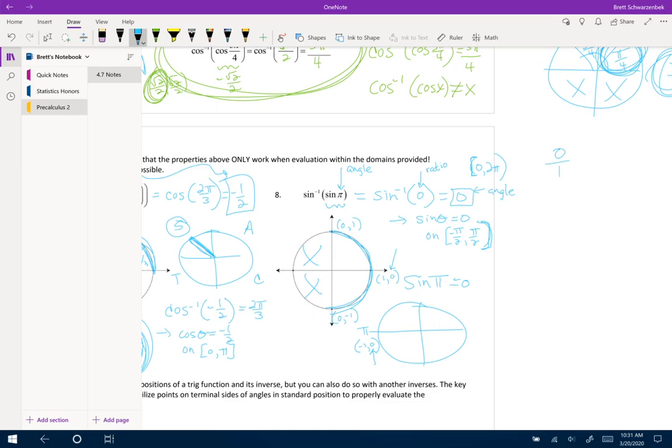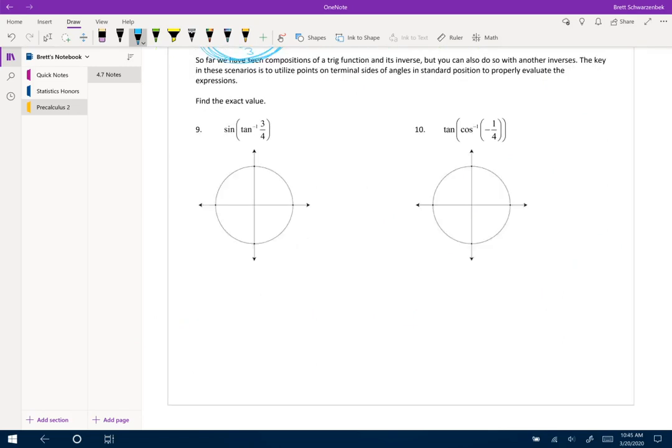So the answer to this is that. Note, the sine inverse of the sine of pi is actually equal to 0. So note that these do not match when you actually do the math. Okay, so let's wrap up with the following two problems, 9 and 10.